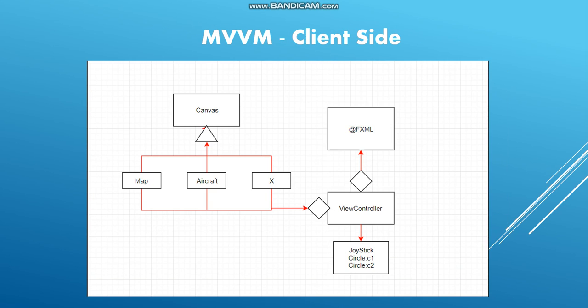To design the client side, we used MVVM architecture. In the view controller, we have the joystick and the canvas. It also contains the map, the aircraft, the X that symbolizes the destination, and the path. And it is all connected to the FXML.